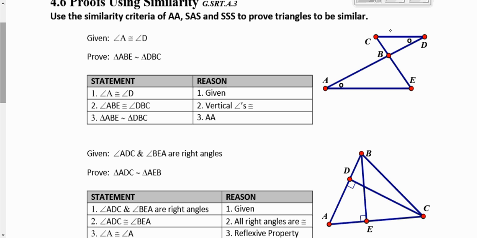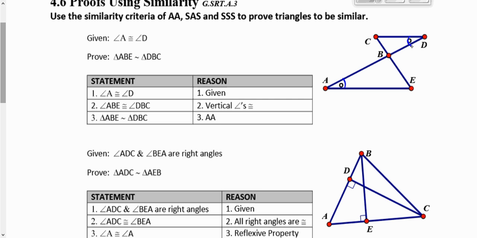Okay. So our first example here. We are given angle A congruent to angle D. Okay, let's mark those. And quite simply, they want us to prove triangle ABE similar to triangle DBC. Well, are we given enough right now? Is there enough in the given to prove them similar by one of these methods up here? No? Angle. Well, do we have that in the given? No, never mind. So we have to find something else.